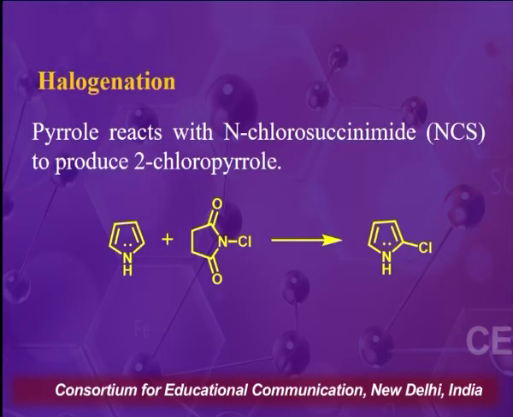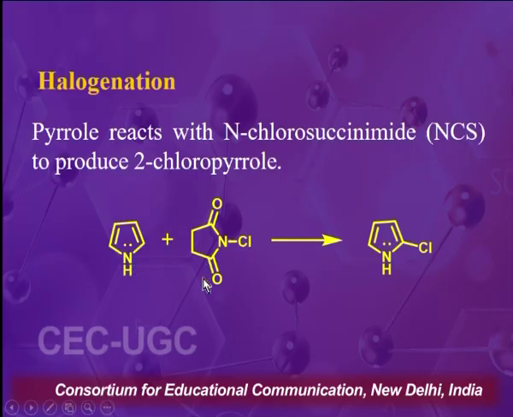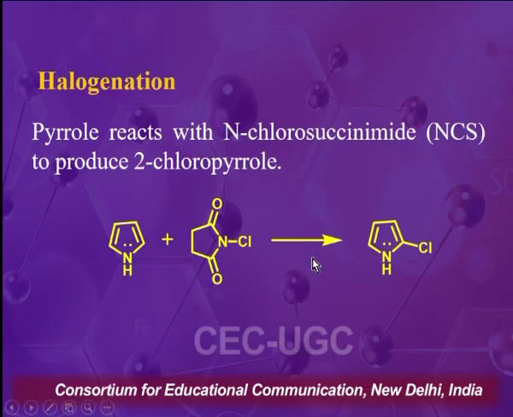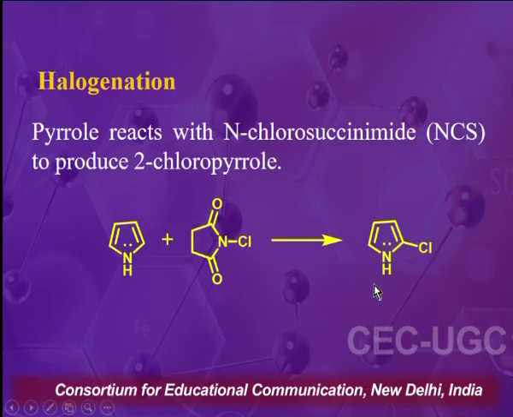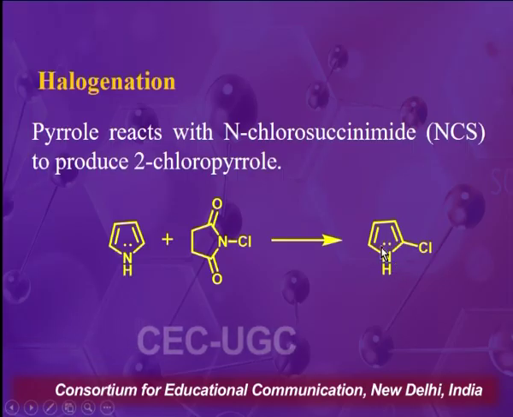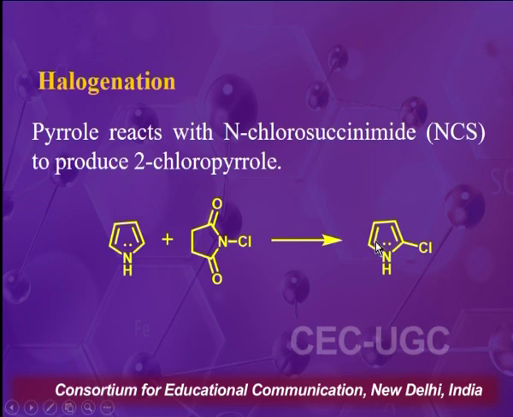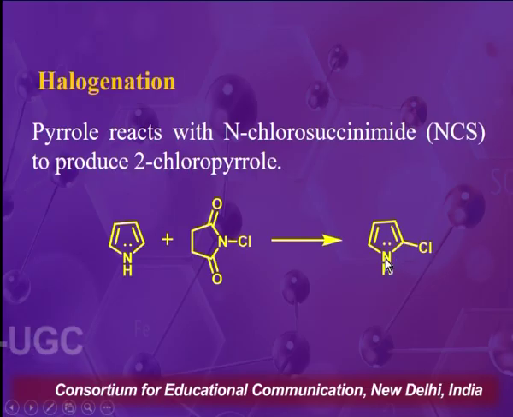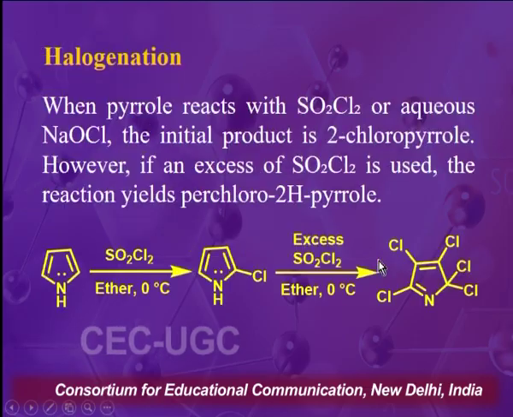So when pyrrole reacts with N-chlorosuccinimide, it produces 2-chloropyrrole. This is the pyrrole molecule, and it is reacting with N-chlorosuccinimide and producing 2-chloropyrrole. As I told you, the electrophilic substitution reaction takes place at the C2 position in most cases. That's why we are getting 2-chloropyrrole as the product.